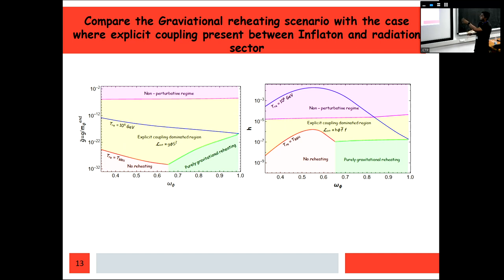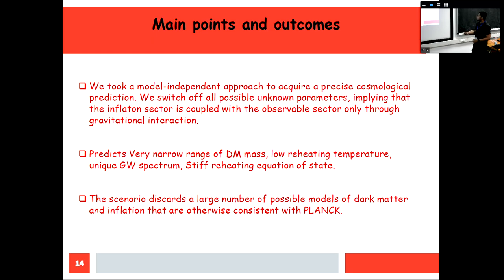And here this is the last slide. Here we compare the gravitational reheating scenario with the case where an explicit coupling is present. If we consider different explicit couplings between the inflaton and the daughter field sector, you see that for a sufficient range of the coupling parameter, this gravitational reheating model actually dominates. But if we consider a sufficiently high coupling parameter, then it takes over the reheating. So this is the main point.